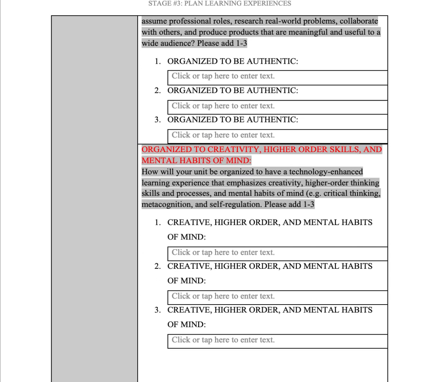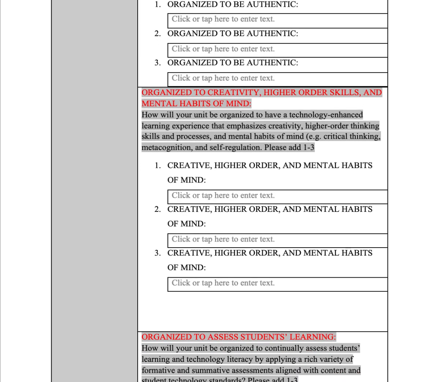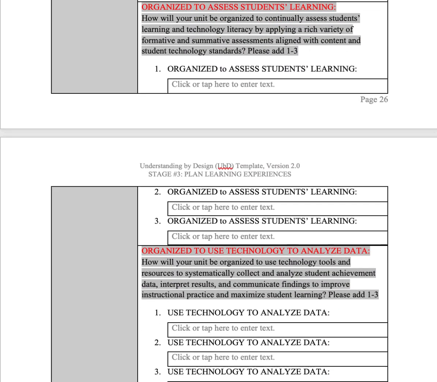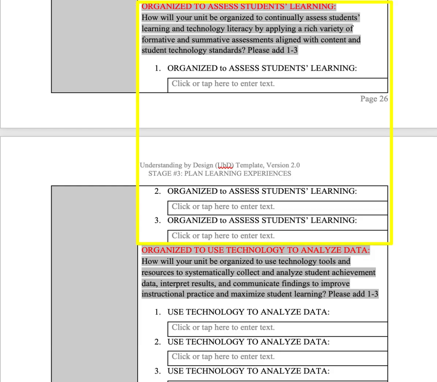Then you'll move on and you'll think of ways to organize the unit in order to promote higher order thinking. So this is where you're going to list some ideas that get students to think creatively, use their higher order skills, and create mental habits of mind. Then in the next section, you'll think of ways to organize your unit in order to assess students' learning continuously throughout. This is where it's really important to think about your formative and summative assessments and how they align with your Stage 2 goals.